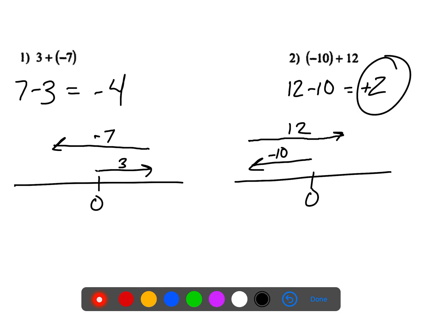I hope that helps. I hope this kind of gives a simple outline of how we do adding integer problems.